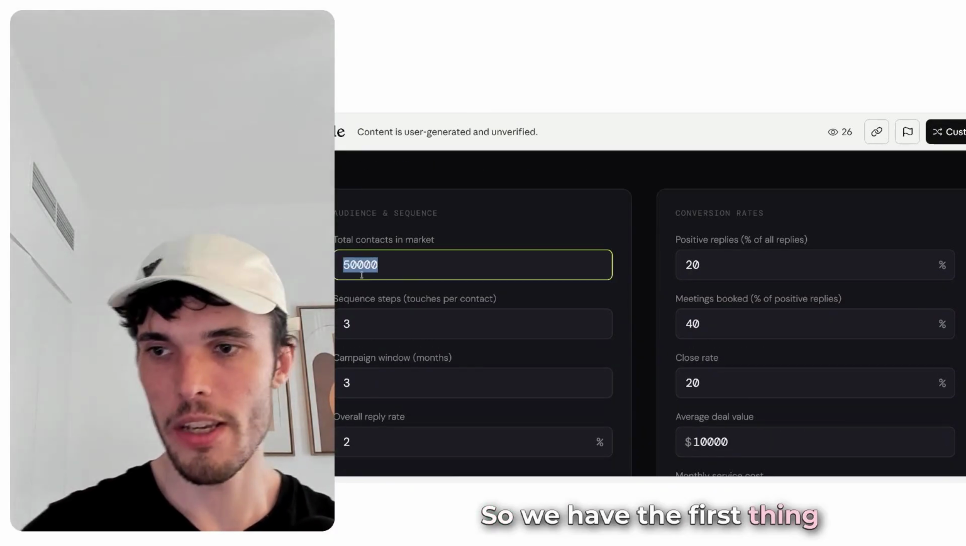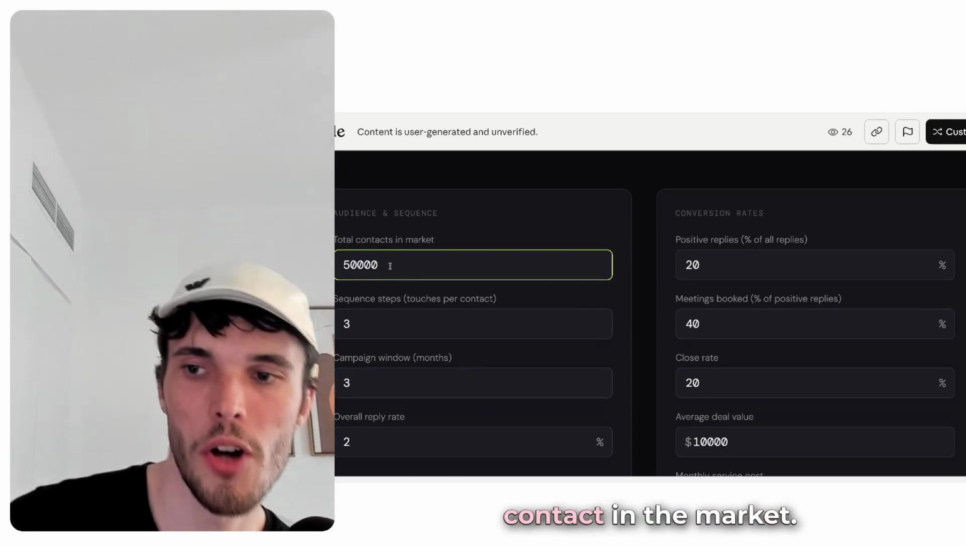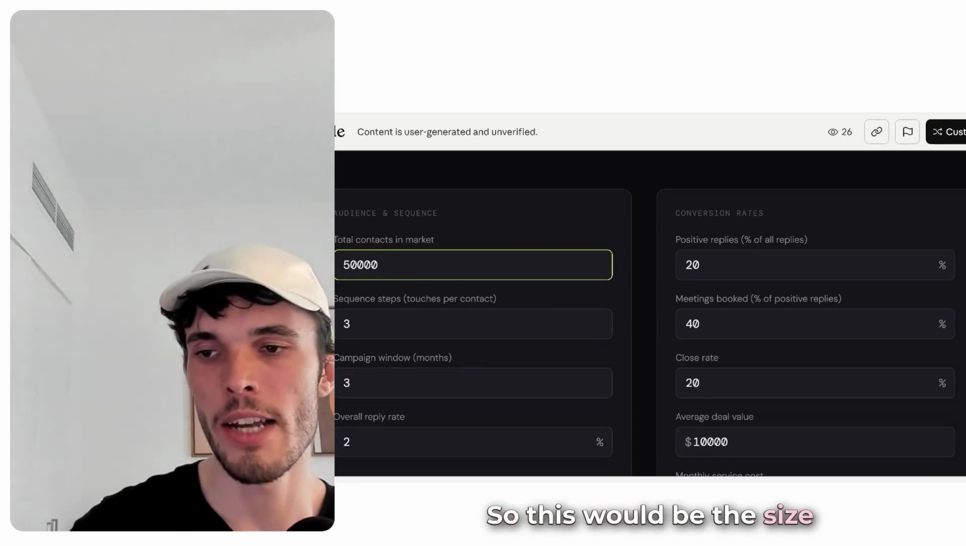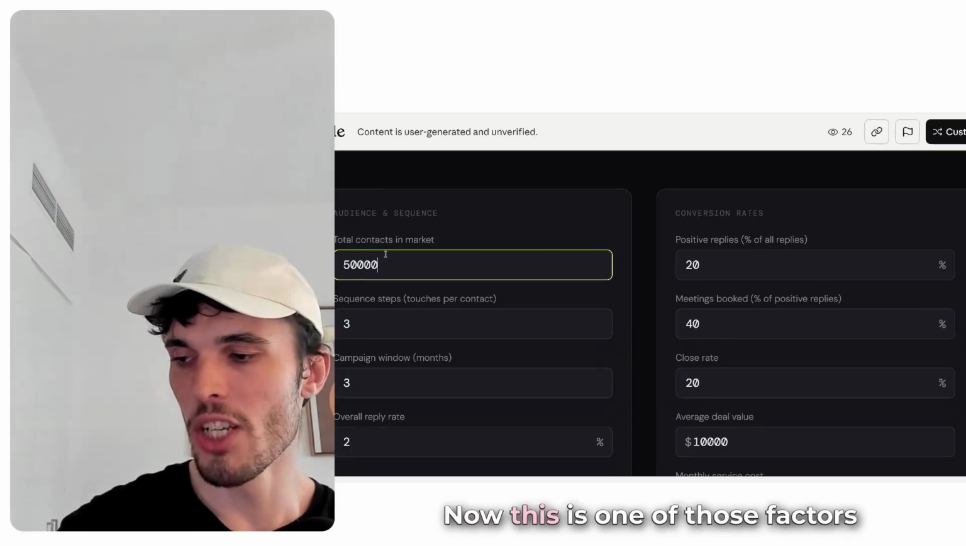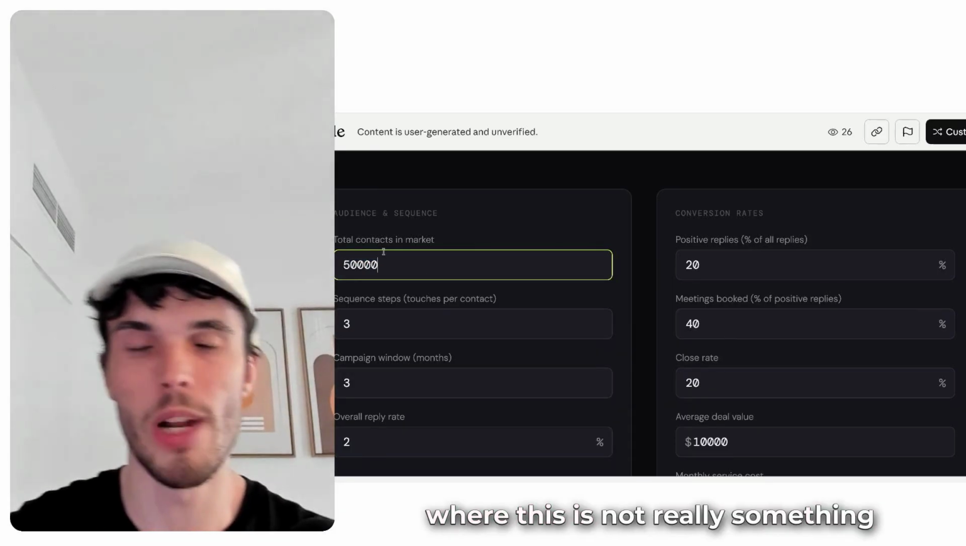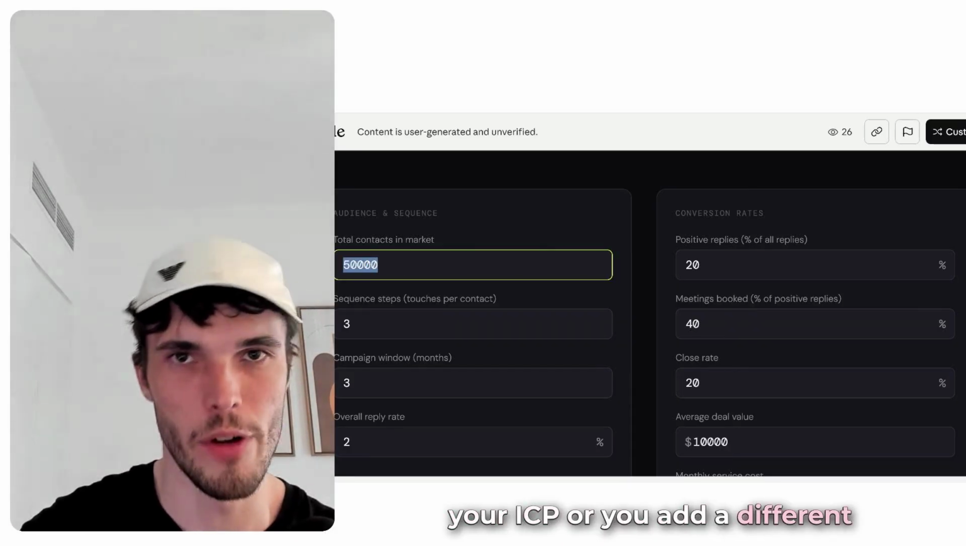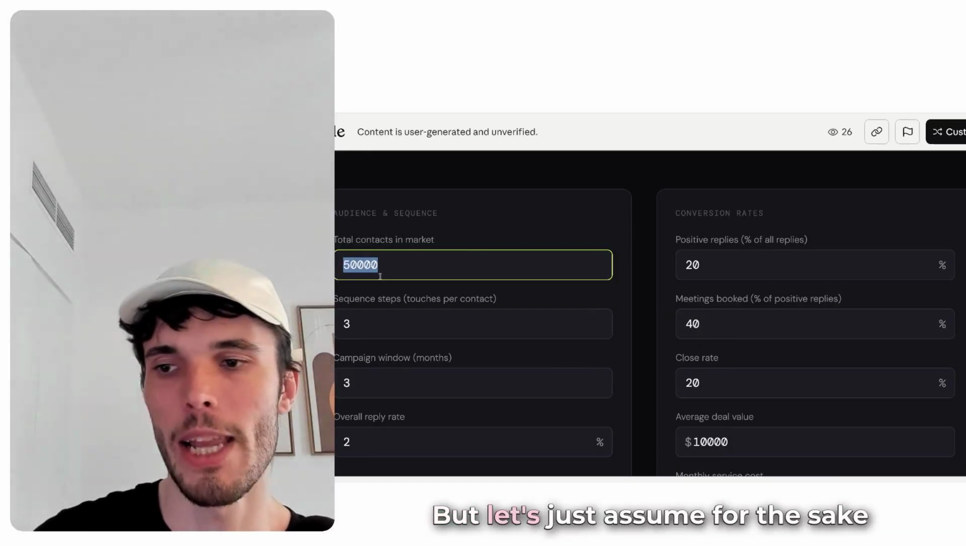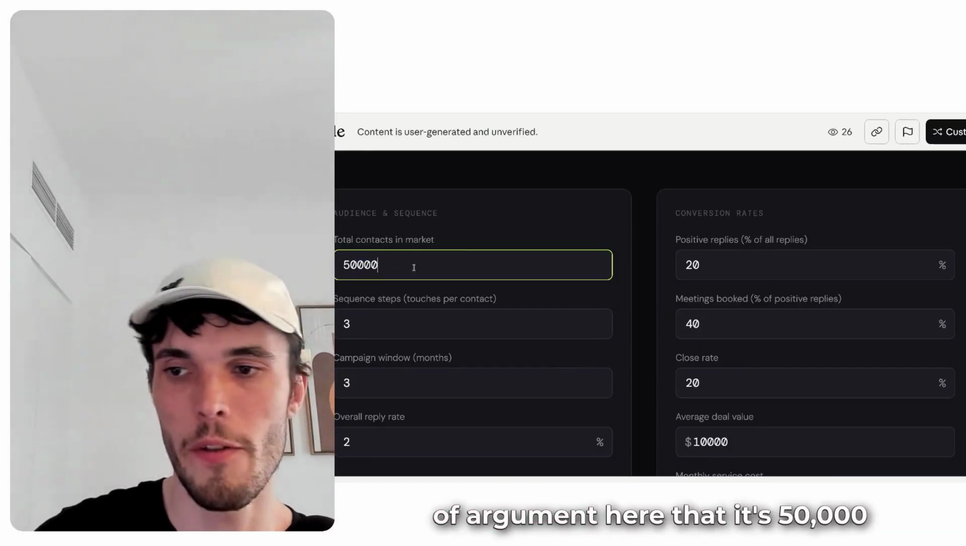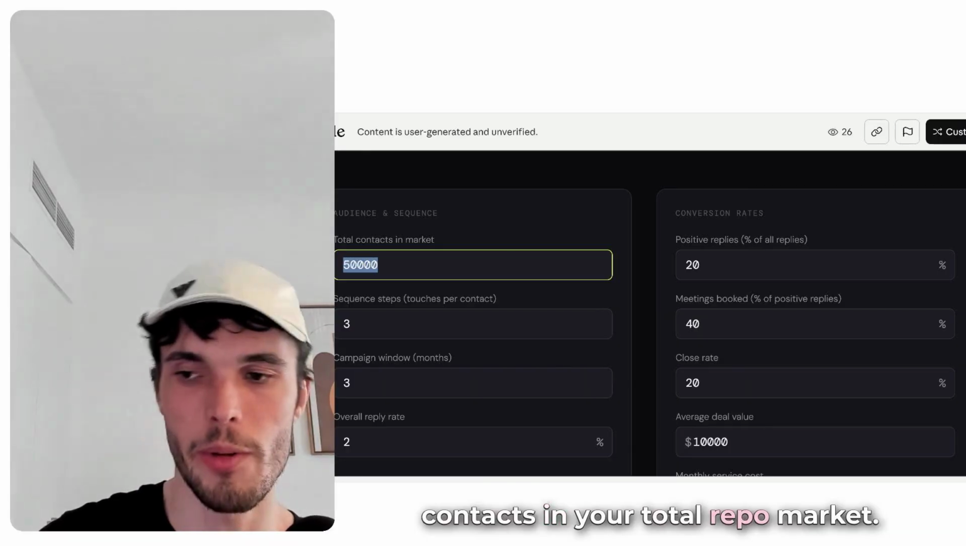So the first thing here is the total contacts in the market. This would be the size of your total addressable market. Now, this is one of those factors that you can't really change unless you change your ICP or you add a different offer or something like that. But let's just assume, for the sake of argument, that it's 50,000 contacts in your total addressable market.